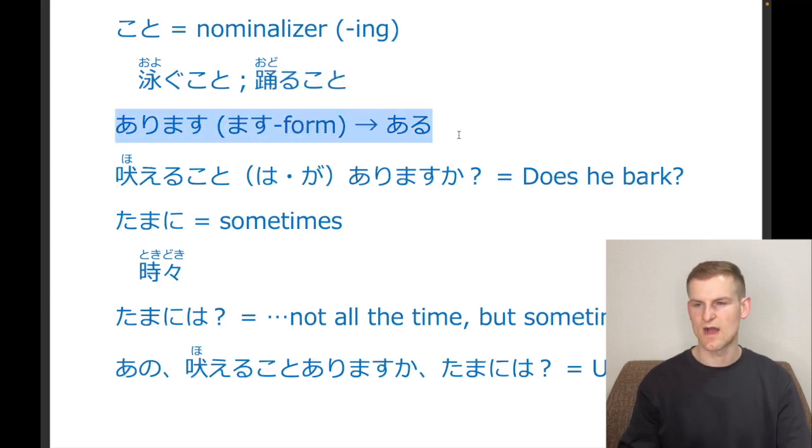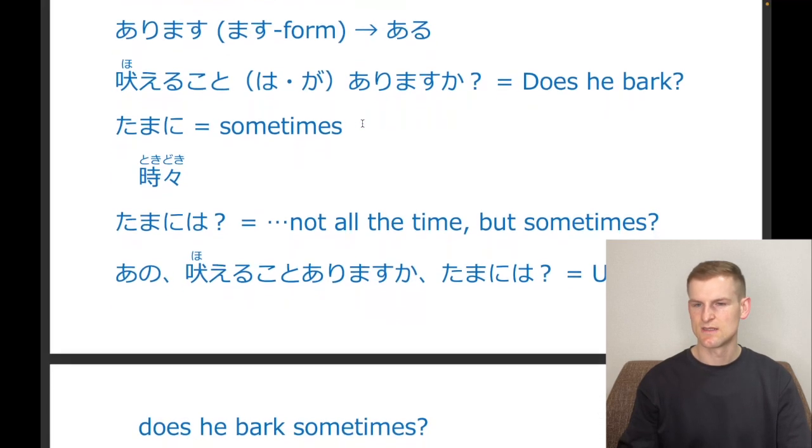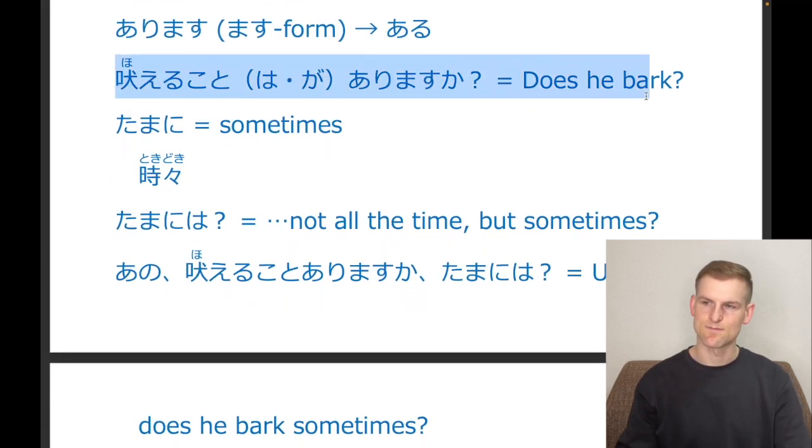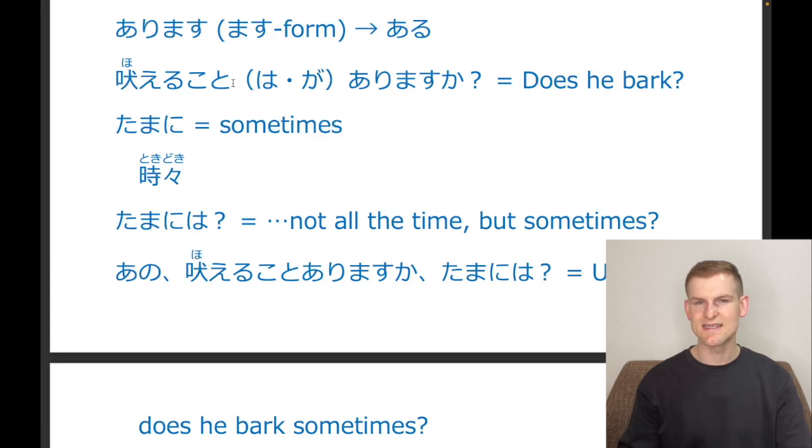あります is the mas form of ある which we looked at before. So 吠えることありますか does he bark basically. It's literally like saying is there barking? Is there barking? In a textbook sentence this would have a wa or a ga, but this is a casual conversation so you don't really need either of them. Be nice if you had them, but they're often omitted.